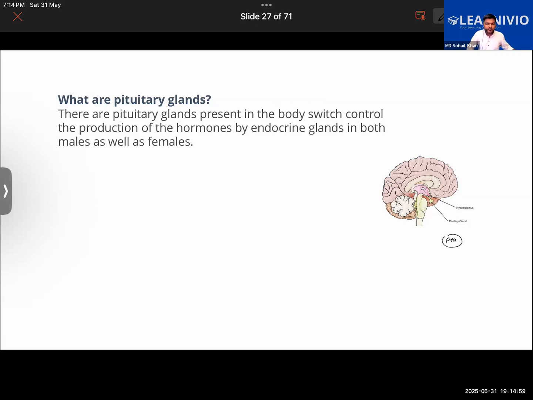Talking about the pituitary gland here, it's called the master gland. The reason is that it controls and regulates the function of all other glands. It is located in our brain. It secretes a hormone called growth hormone, which is responsible for the growth of the body.